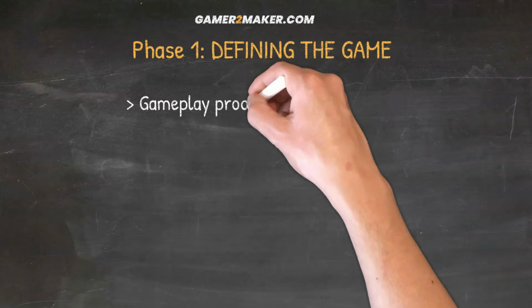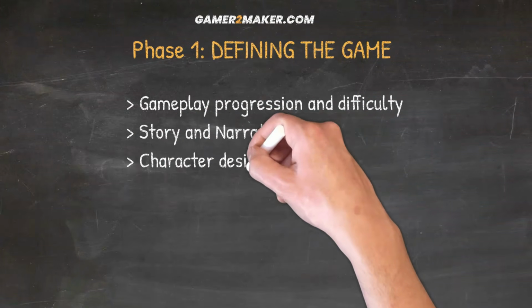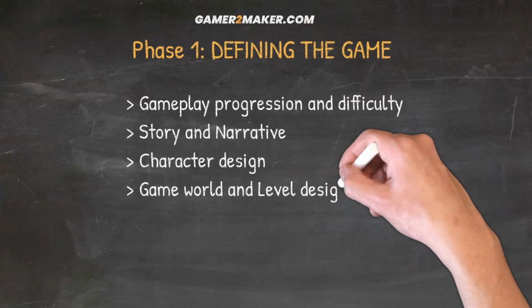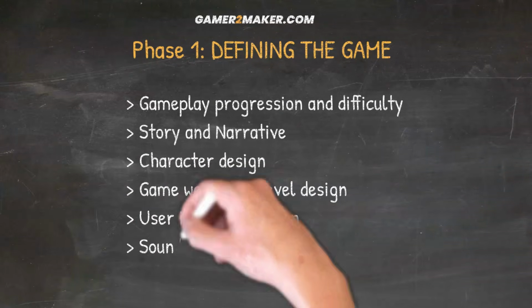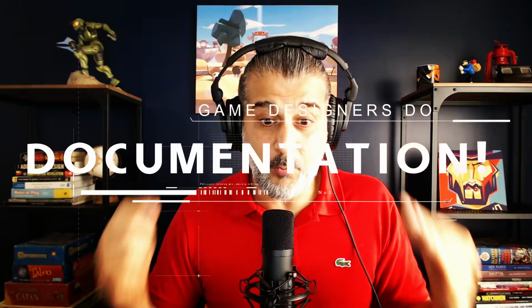Now, these are the three big questions, and there are lots of more details that need to be worked out after these big questions have been asked, such as gameplay progression and difficulty, story and narrative, character design, game world and level design, user interface design, as well as sound and music design. Now, all of this has to be defined before the start of the production of the game, which means that even before a single line of code for the game has been written, the design team is busy doing something. And what is that thing? You got it. It's documentation. This is the big one when it comes to game design.